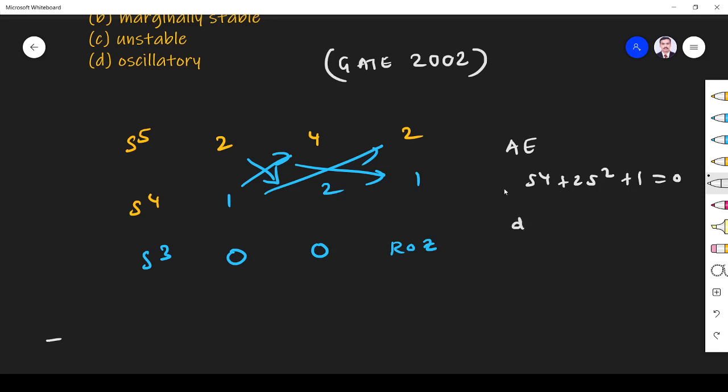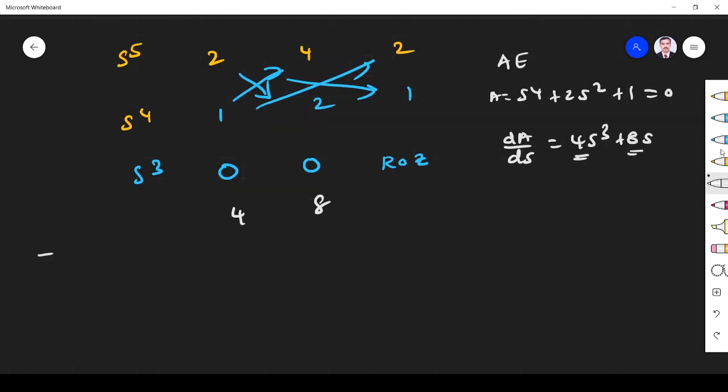Let us assume the auxiliary equation is A, then dA by ds is equal to 4s cube plus 8s plus 0. So the new coefficient of s cube is 4. The second one is 8. Okay, now again we will continue the process. For s power 2, I have to multiply this 2 and this 2. 1 into 8, 8 minus 8 is 0 again. Then this one, 1 into 4, 4 divided by 4, 1.